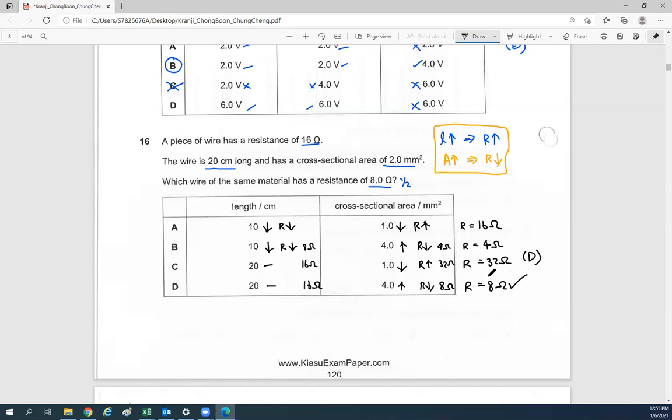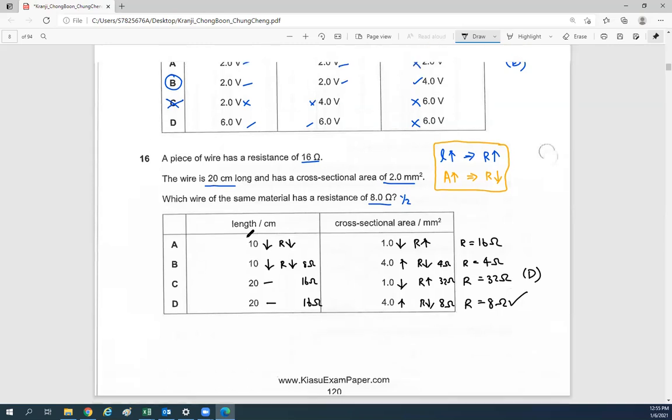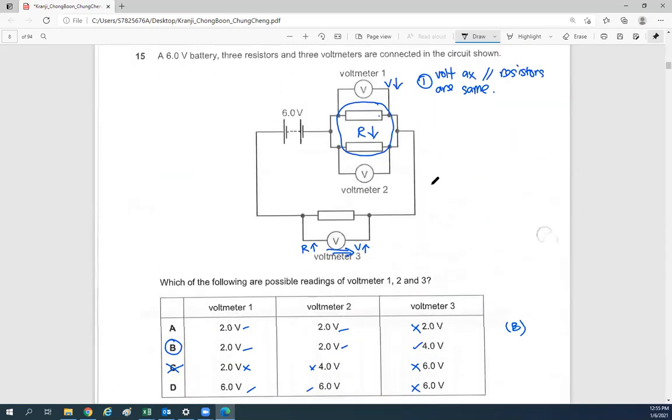Okay, guys, I'm going to stop here because it's almost 1 o'clock. Before I do a quick summary, are there any questions for the 16 questions I've done? Question 15 is confusing. Okay, question 15.